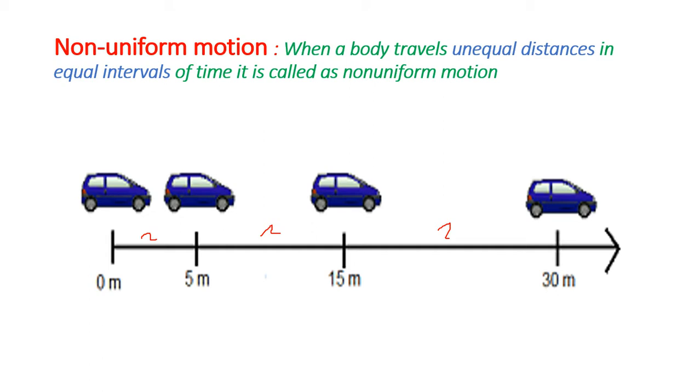Here it takes 2 seconds, here also it takes 2 seconds, here also it takes 2 seconds. But the distance covered: first 5 meter, again 5 to 15 meter, again 15 to 30 meter. So in the first 2 seconds he covers 5 meter, next 2 seconds he covers 10 meters, next 2 seconds he covers 15 meters. So this car is covering unequal distance in equal interval of time. That is called non-uniform motion. Okay, I will show you the graph of non-uniform motion.